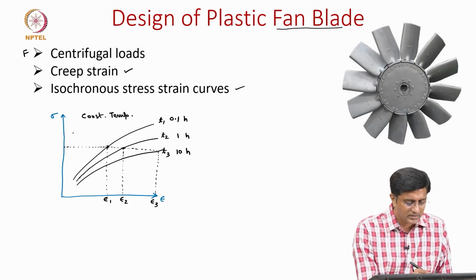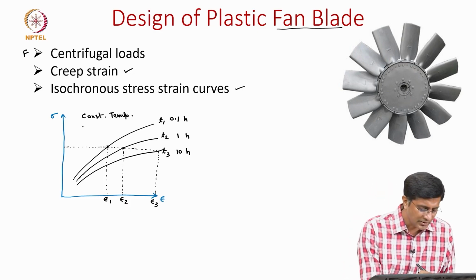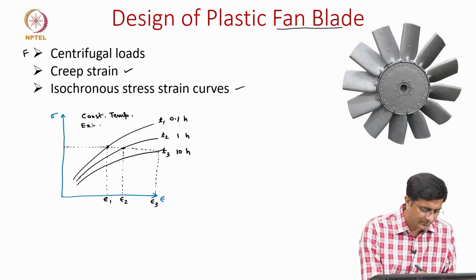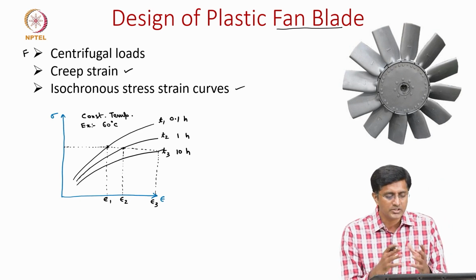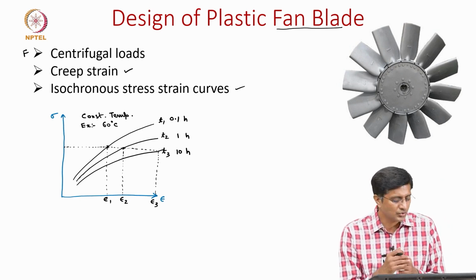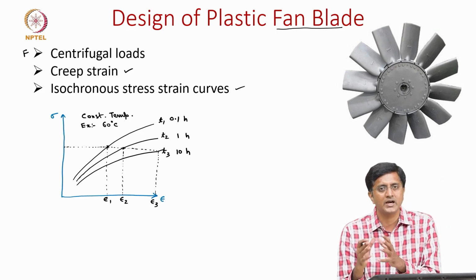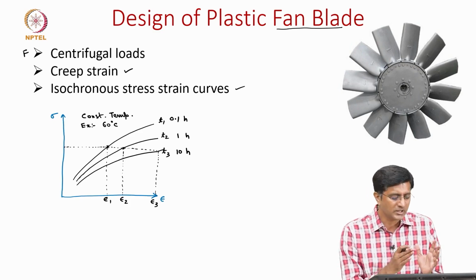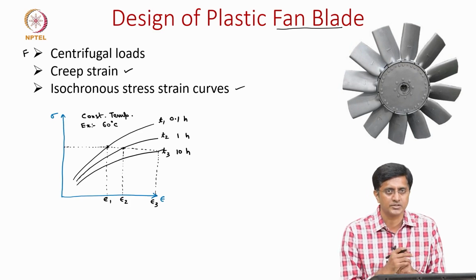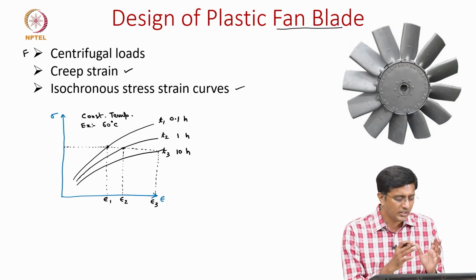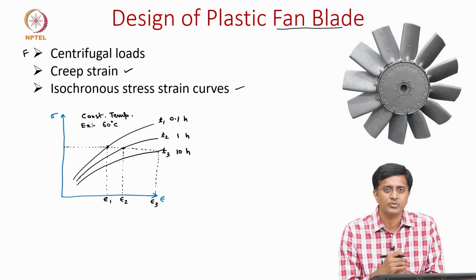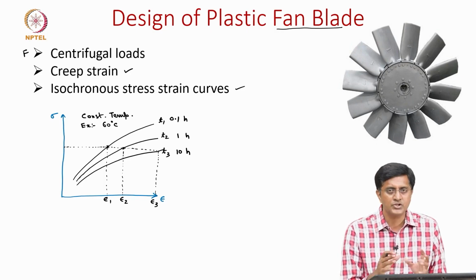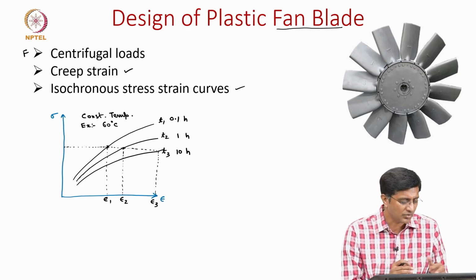So, let us say this is done at 60 degrees centigrade for example. But let us say in a particular application, this fan blade is exposed to room temperature as well as a higher temperature of 60, then basically you need to look at both the charts, one with a temperature of 60 and then another chart with a temperature of room temperature, just to give you an idea or a sense of what is the creep strain.